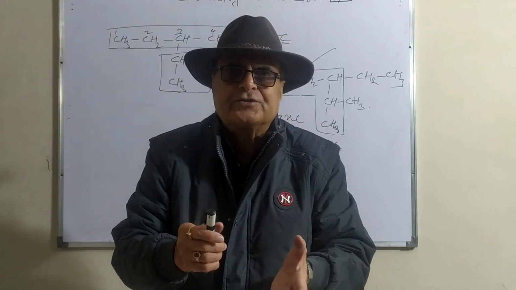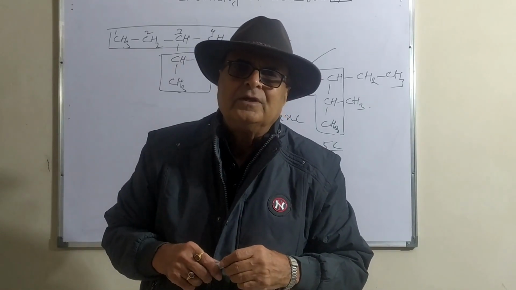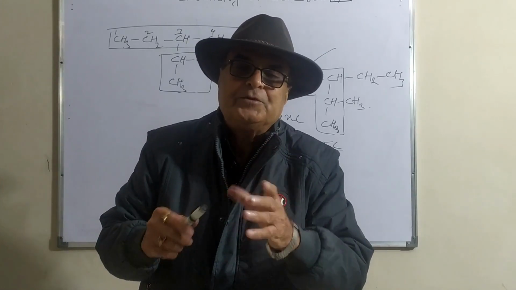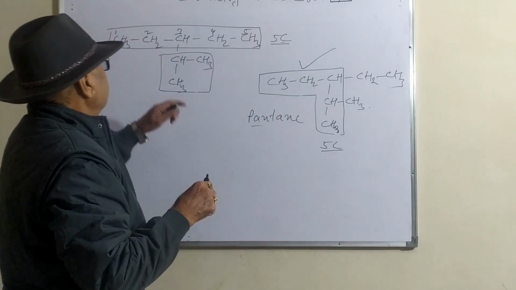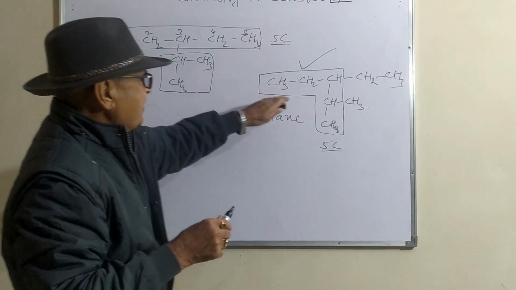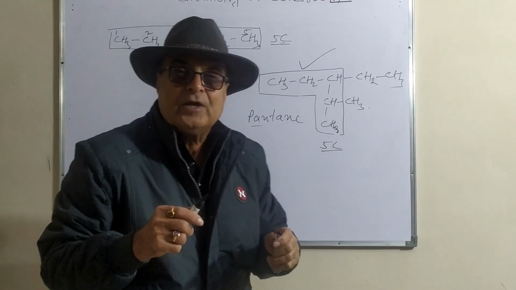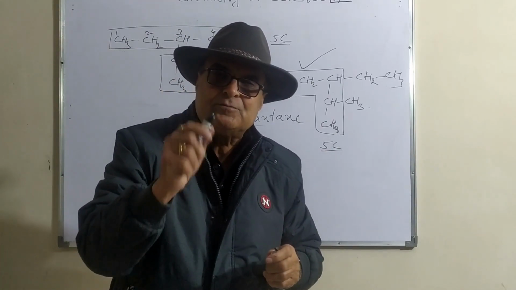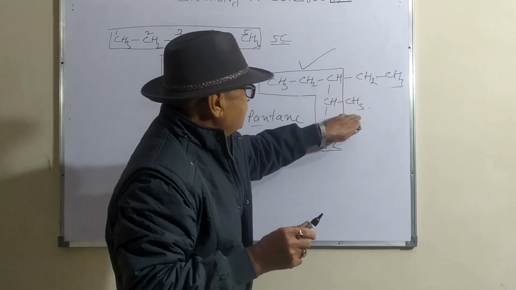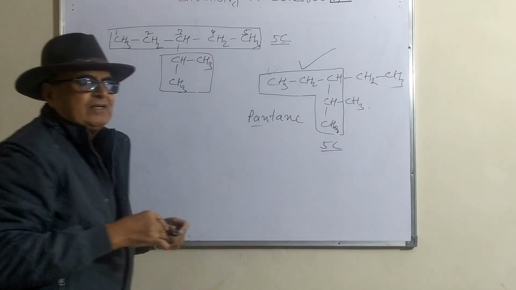Again I am telling you, note it, that the chain that has the maximum number of substituent groups will be selected. Here this chain has only one substituent group and this chain has two substituent groups. Which chain will be selected? The one that has the maximum number of substituent groups. So this chain has 2 substituent groups and this one has 1, so this chain will be selected.